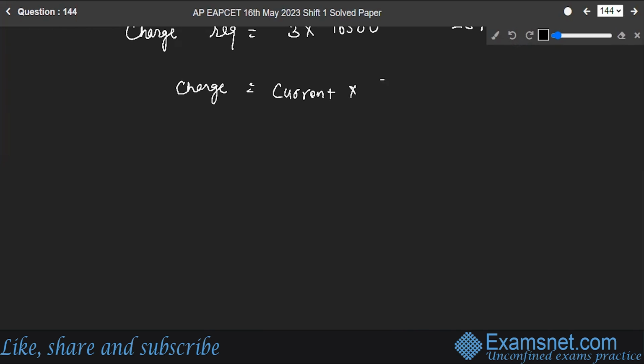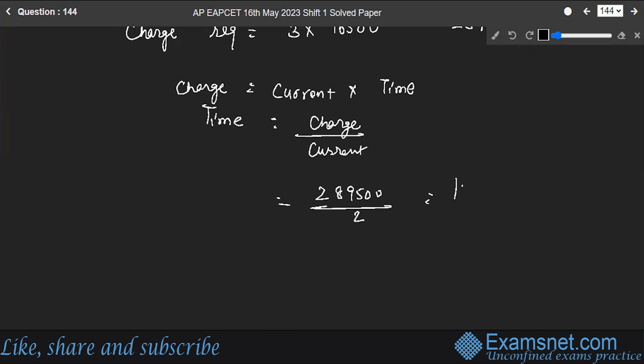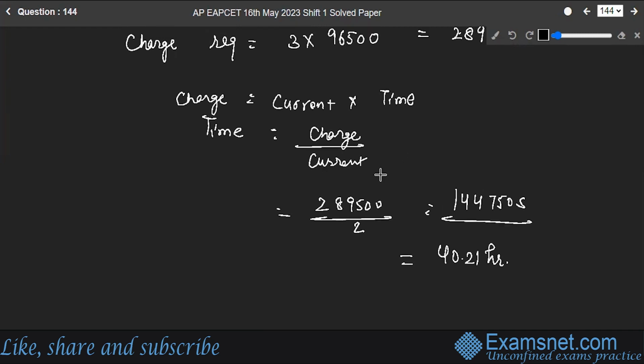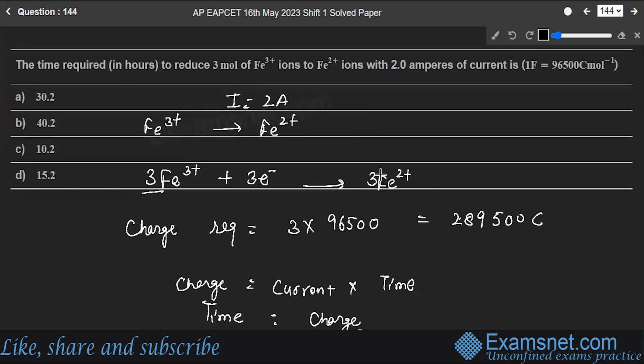Also, we know that charge is equal to current into time. So you have time as charge upon current. This is equal to 289,500, current is 2. So this gives you 144,750 seconds. Or if I'm converting into hours, this will be 40.21 hours. That makes option B the right answer. Hope you understood this. Next is question number 145.